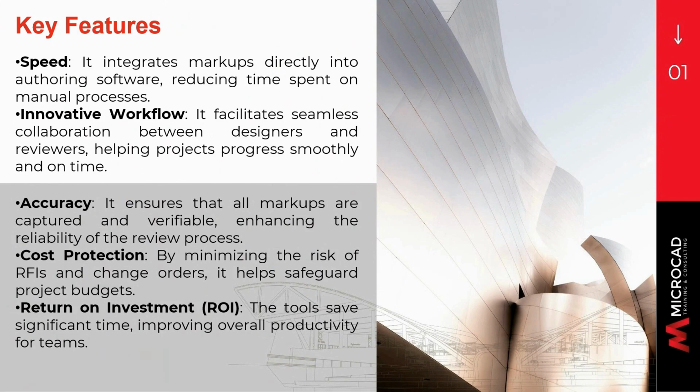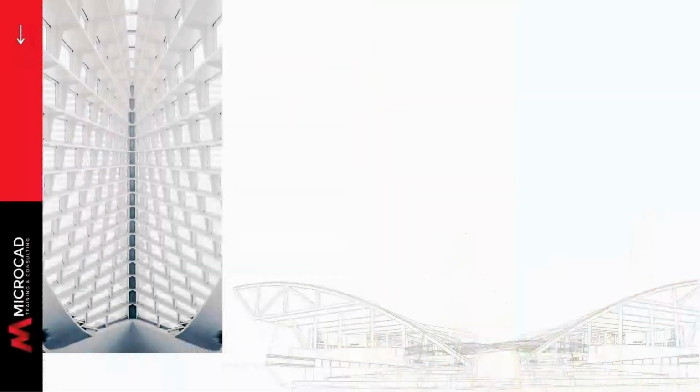And last but not least, the return on investment, or ROI. With the tools, you will be able to save a significant amount of time. So you will save over 3 minutes per markup and more than 5 minutes per element placement. That is what we're going to be learning today. And this would lead you to an increased overall productivity. So now that we have learned what markups is and its key features, let's learn how to place the families in Revit with just one click with the help of markups.